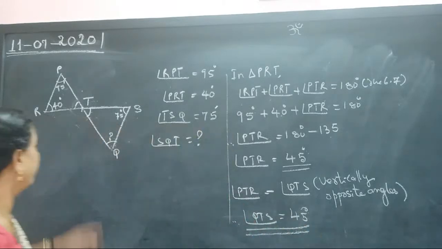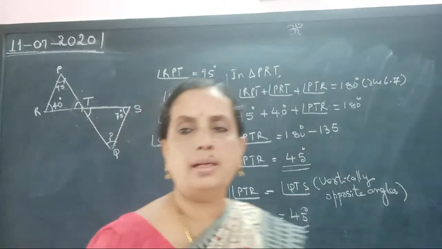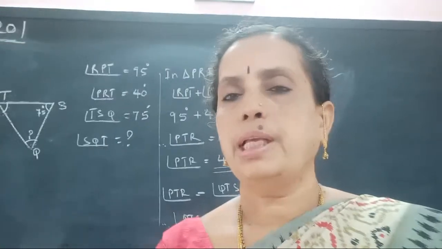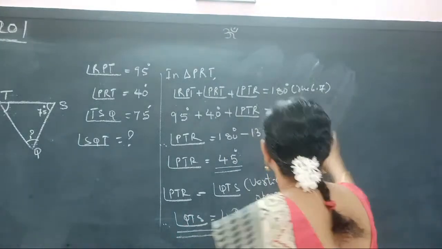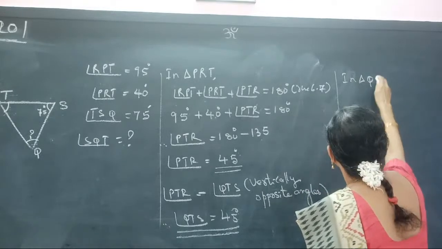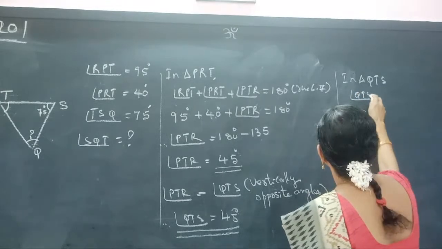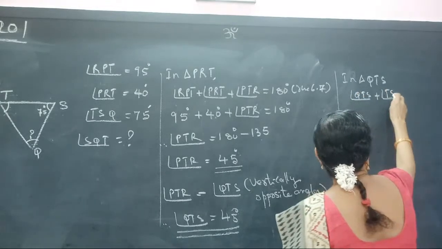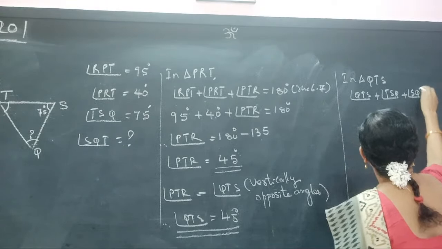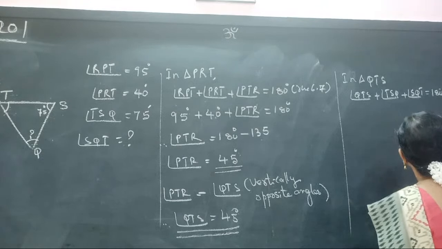So now we have this angle, it is given. Can you find out this angle? By applying angle sum property of the triangle, that is theorem 6.7. Next step, in triangle QTS, angle QTS plus angle TSQ plus angle SQT equals 180 degree. Theorem 6.7.